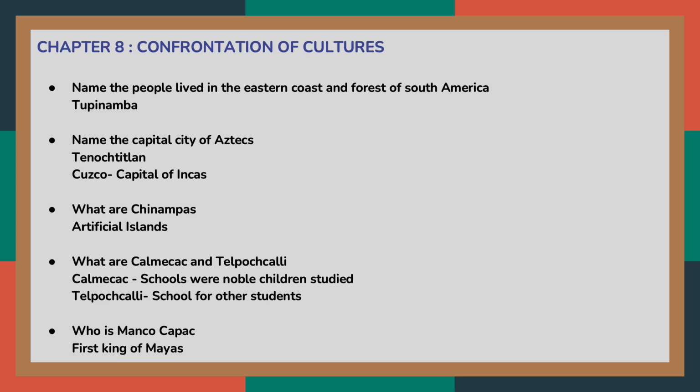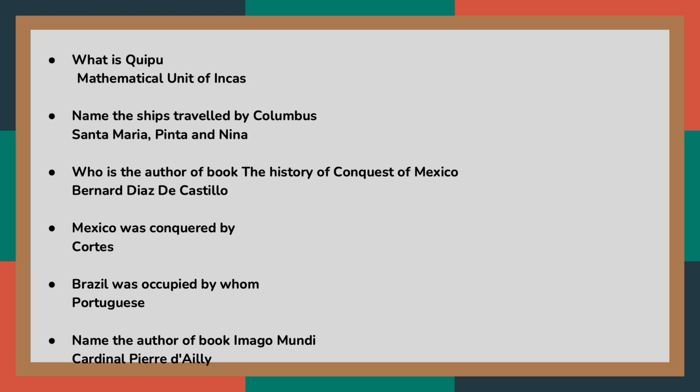Manco Capac is the first king of the Incas. Quipu is the mathematical unit of the Incas. The ships sailed by Columbus are Santa Maria, Pinta, and Nina. Bernal Diaz del Castillo is the author of the book The True History of the Conquest of Mexico. Mexico was conquered by Cortes, and Brazil was occupied by the Portuguese. The author of the book Imago Mundi is Cardinal Pierre d'Ailly.